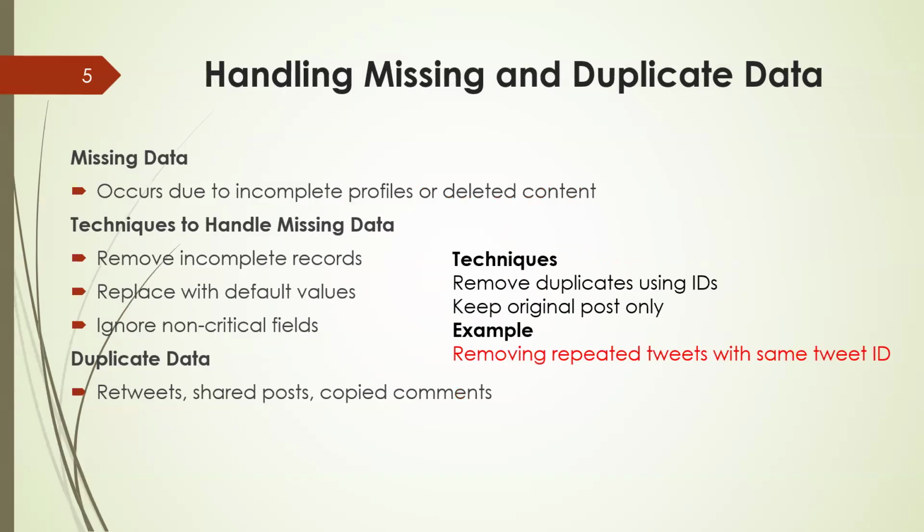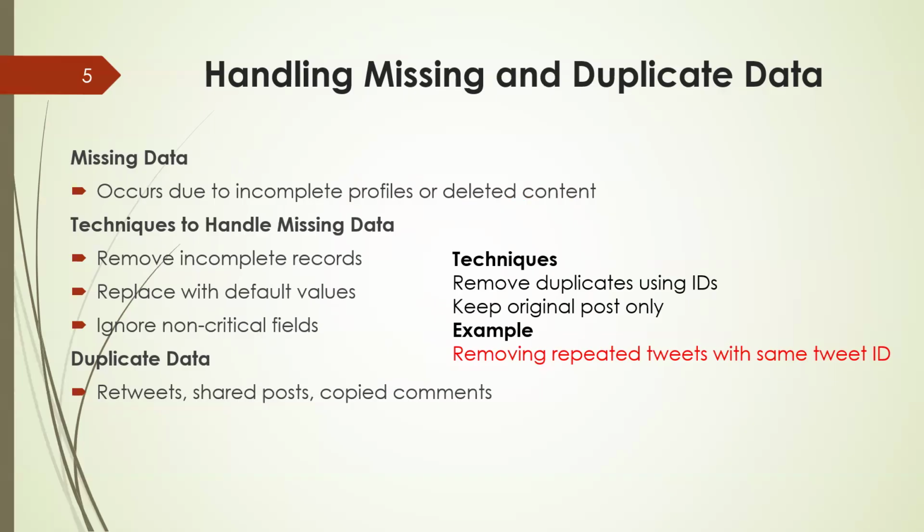Handling missing and duplicate data. Missing data occurs due to incomplete profiles or deleted content. When the user is filling in the data, they may fill in only a few fields, so the rest is missing. Or sometimes content may be deleted unintentionally. The techniques to handle missing data: remove the incomplete records. First we try to fill the values, but if they are not there, the best way is to remove the incomplete data.